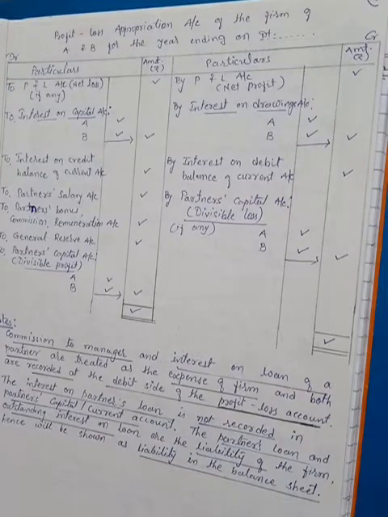So these are the things related to the appropriation account. Now in the next session we will move on to the practical problems we have, that is, how to prepare this profit and loss appropriation account and partners' capital or current account together. Okay, this is separate.